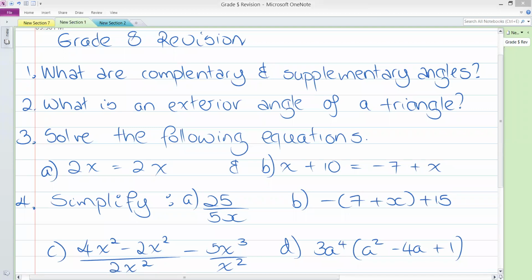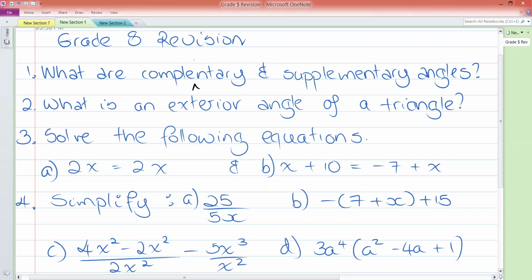All right, so we're doing some grade 8 revision. The stuff we're going to do now, you can expect to see it in your test. Okay, so first things first, what are complementary angles and what are supplementary angles?